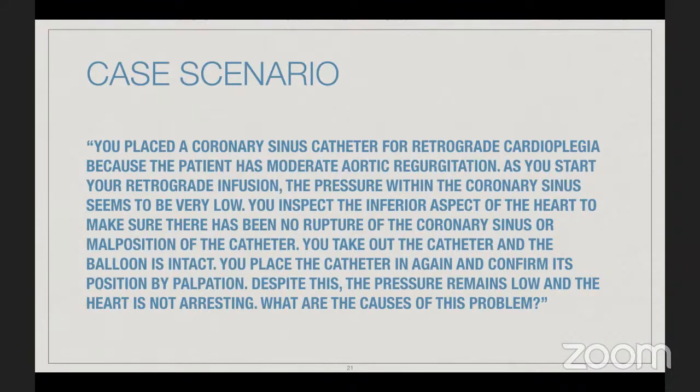So the patient is having AR. No, we inserted the retrograde cannula because this patient has a moderate AR. Oh yeah, so retrograde was done, okay. Yes, so we have low pressure in the coronary sinus. There is inadequate perfusion for retrograde cardioplegia. Why? Maybe malpositioning or displacement of the catheter. We made sure that the catheter is not misplaced, the balloon is intact, the sinus is not ruptured. Still the pressure is low.